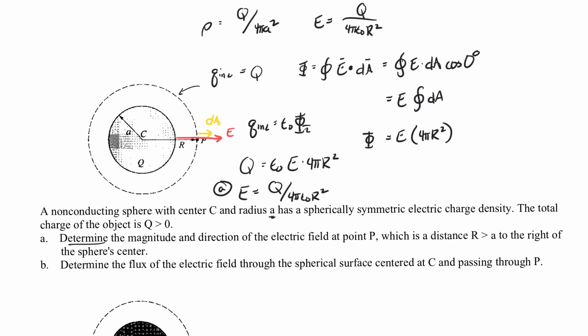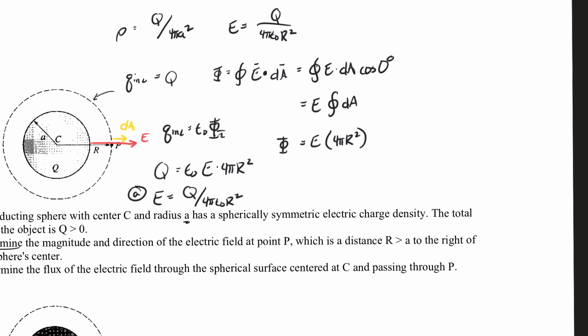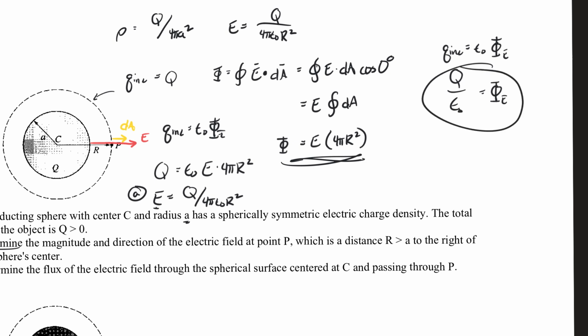Question B. Determine the flux of the electric field through the spherical surface centered at C and passing through point P. Okay, so the flux, and this is where I think students will make mistakes, E can't be in our answer. So this will not serve as our answer to that question. However, Q enclosed equals epsilon naught times the flux. So I solve this for the flux. I'll get Q enclosed, equal to Q divided by epsilon naught. There we go. That's our answer to the flux through point P.